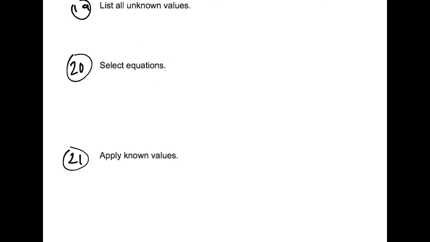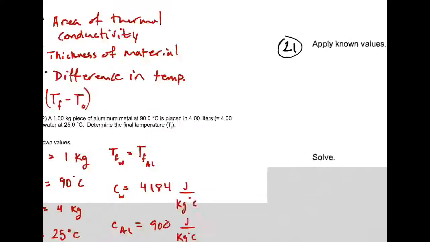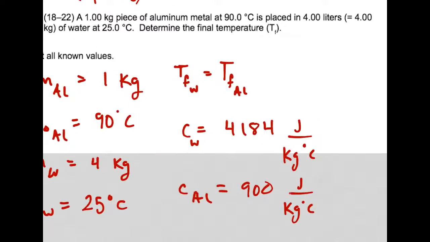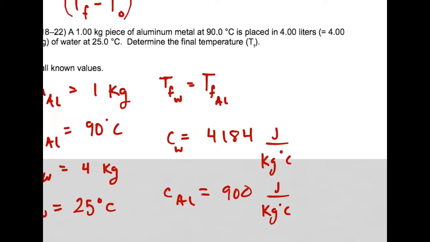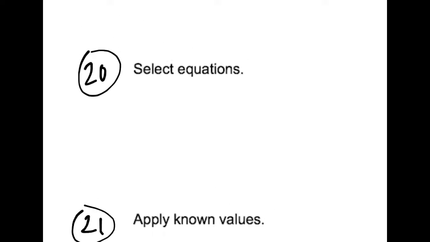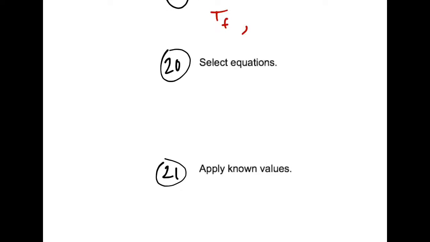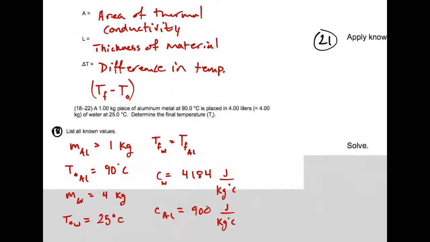Let's go on to number 19, the unknown values. I know the mass of aluminum. I don't know the final temperature, so I can just call it T sub F. What else don't I know? I think that might be it.